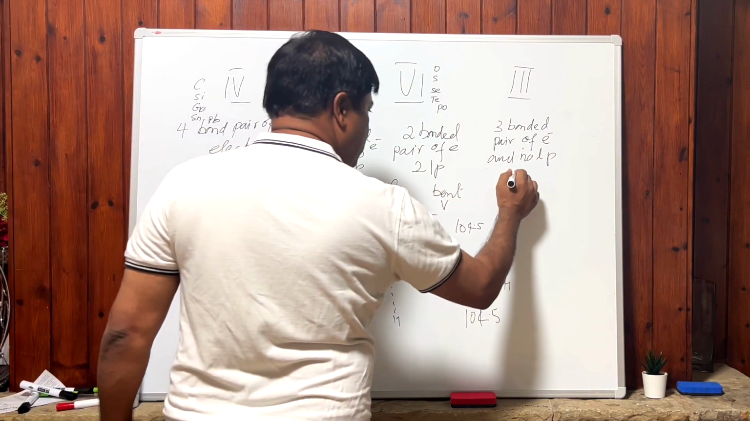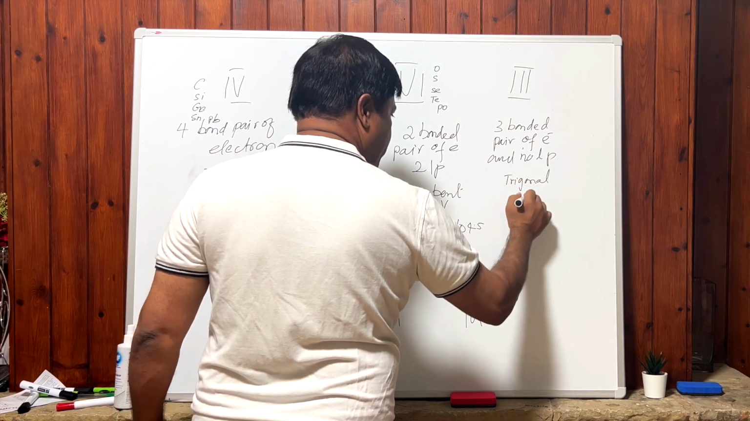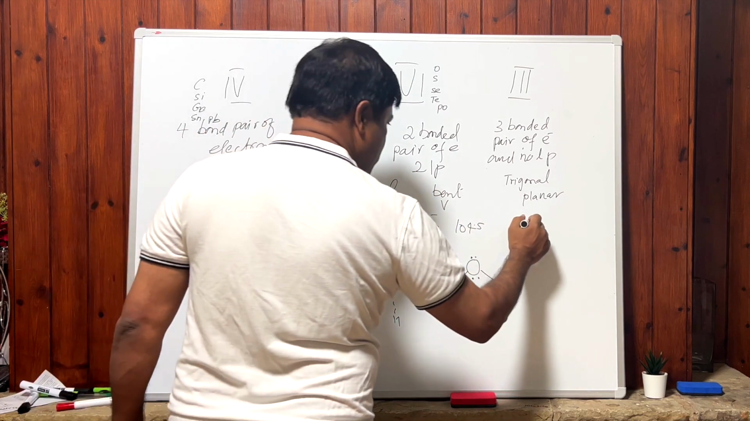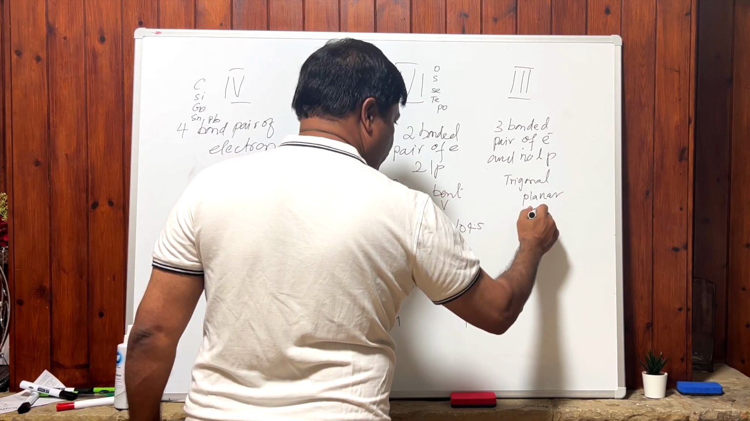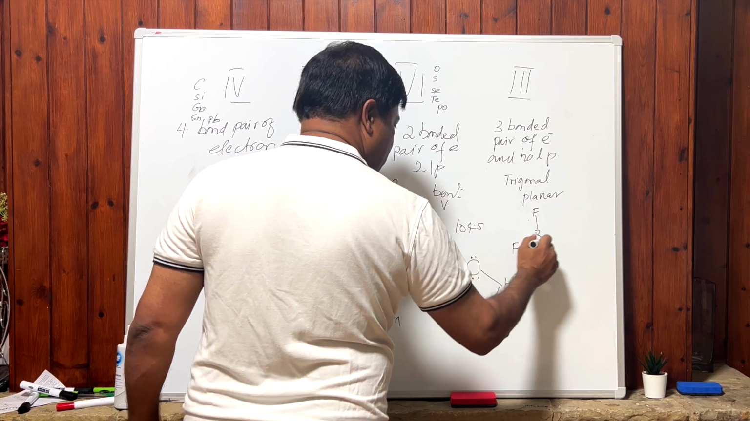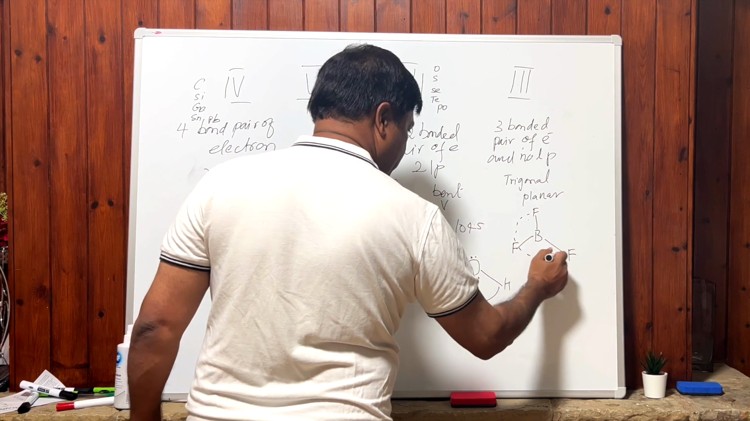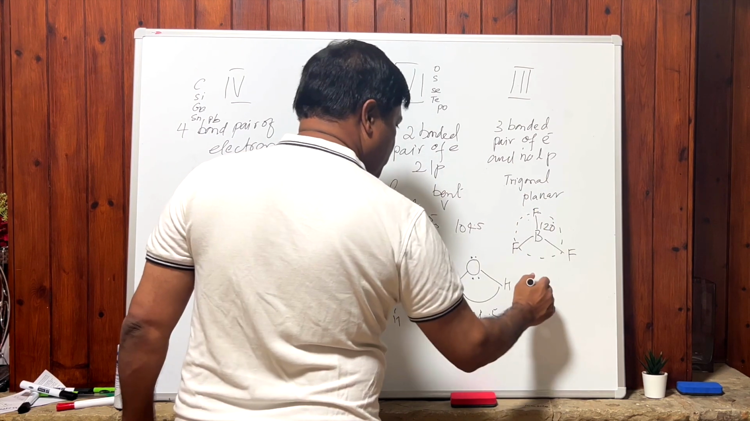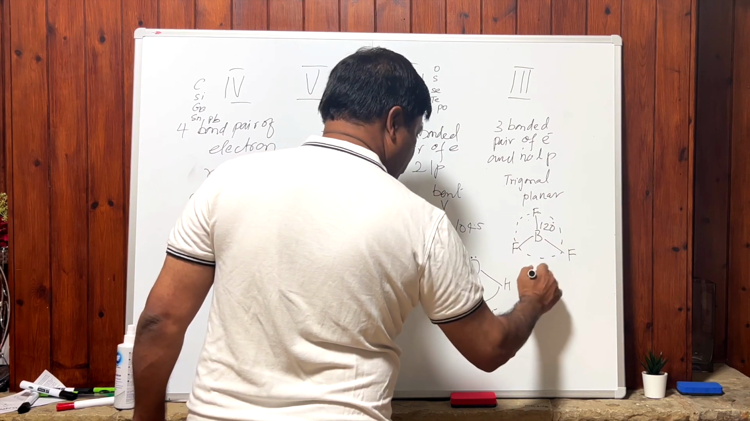Group 5 is trigonal pyramidal. With no lone pair, what's the shape? Trigonal planar, bond angle exactly 120. I will draw it: BF3, boron trifluoride. It's like a wheel of a car. The bond angle is 120 degrees.